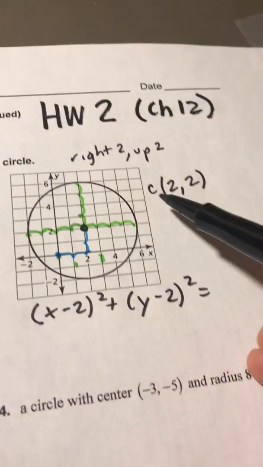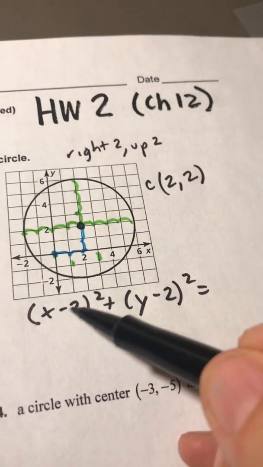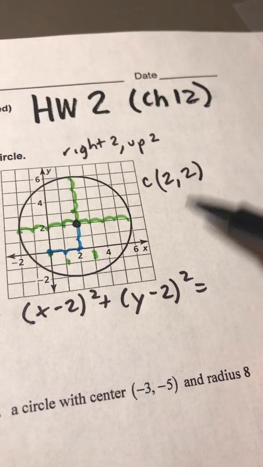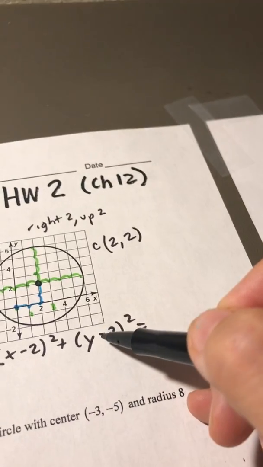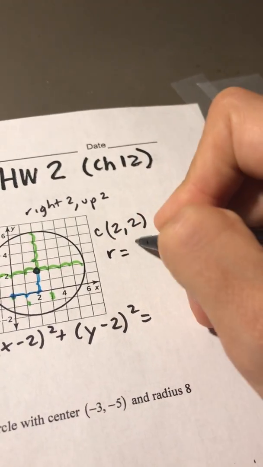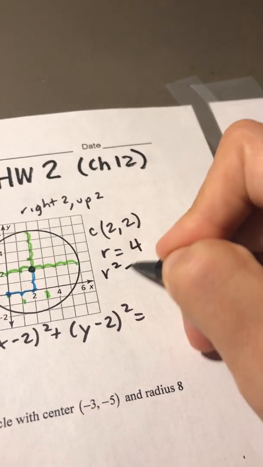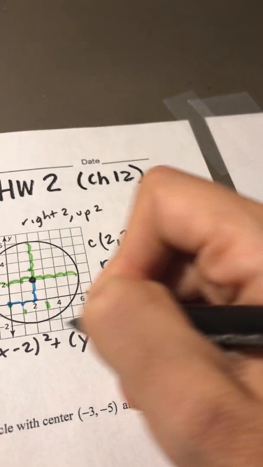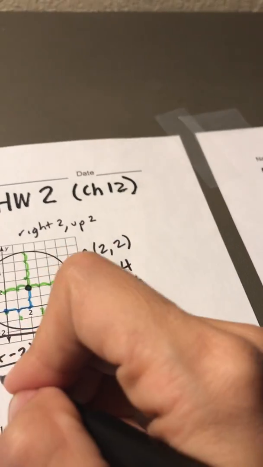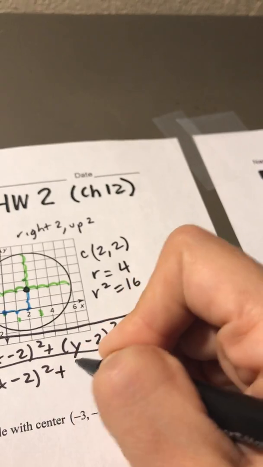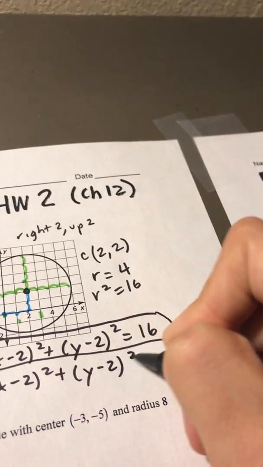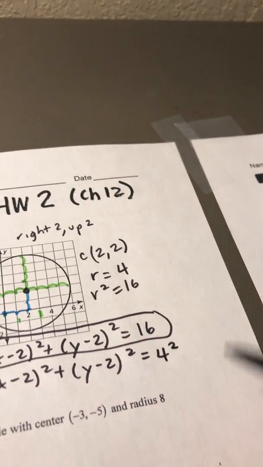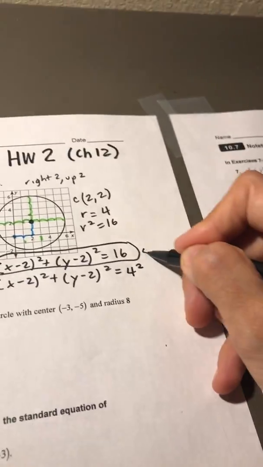Notice inside the parentheses are liars. If that's a positive, then that has to be a negative, because they're in these parentheses. And my radius here was 4, so my radius squared is 16, and that's what goes there. Now, it'd totally be correct if you wanted to leave it like this. It's saying the same thing. 4 squared is 16, so both of those would be correct answers.